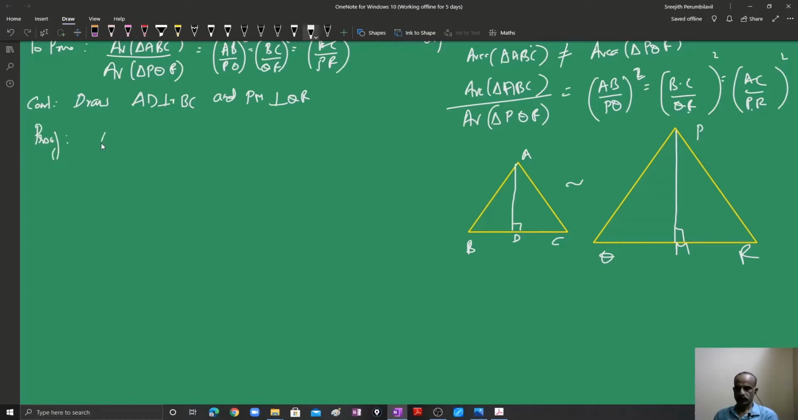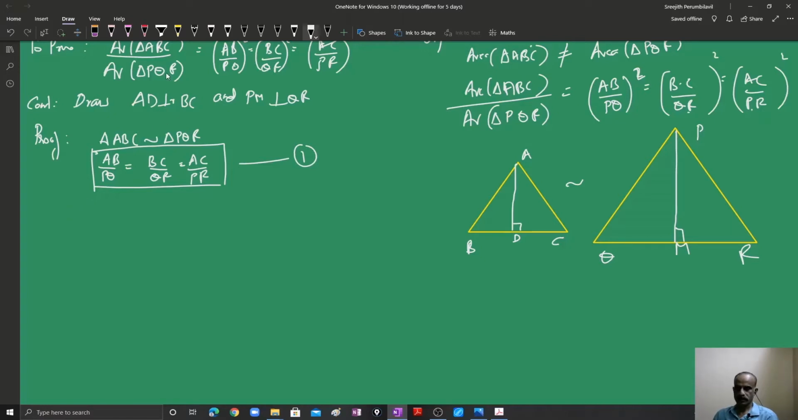What is given? Triangle ABC is similar to triangle PQR. Therefore we know that the corresponding sides are in proportion: AB by PQ is equal to BC by QR is equal to AC by PR. Relation number 1. We keep it as relation number 1.